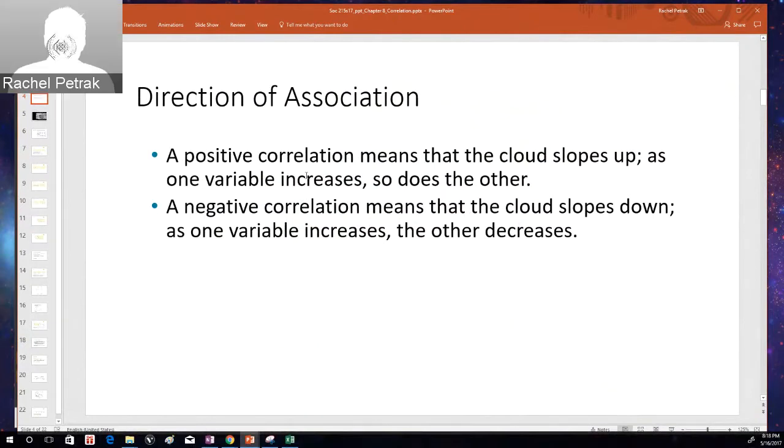In terms of the direction of the association, a positive correlation means that as the cloud or the line goes up, one variable increases, the other increases. They go up together. In a negative correlation, as one variable increases, the other decreases. So in a positive correlation, they both go in the same direction. In a negative correlation, they're going in opposite directions.